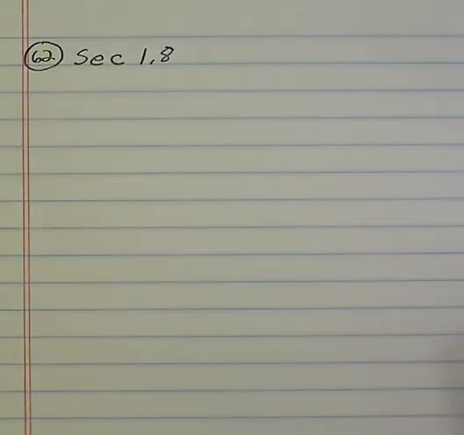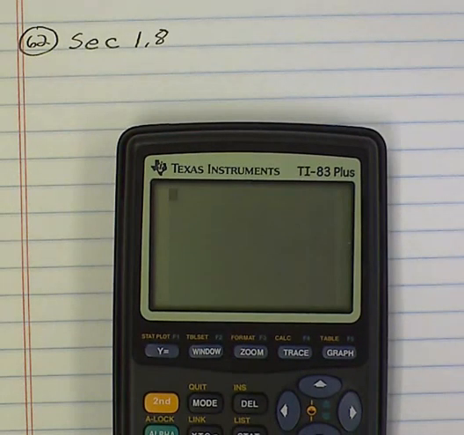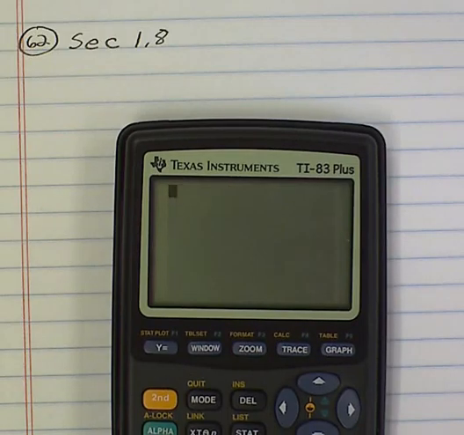Number 62 asks us for a couple things here. Well, it asks us for one thing. It asks us to find the secant of 1.8. But it's not going to be as straightforward as you may think. And I want to talk about our calculator and what mode it's in and how to go about doing this.